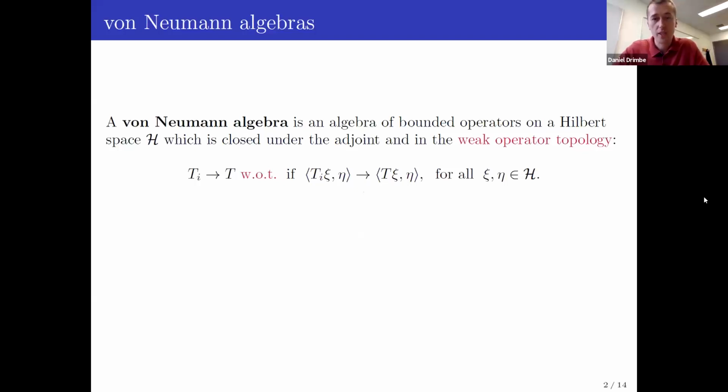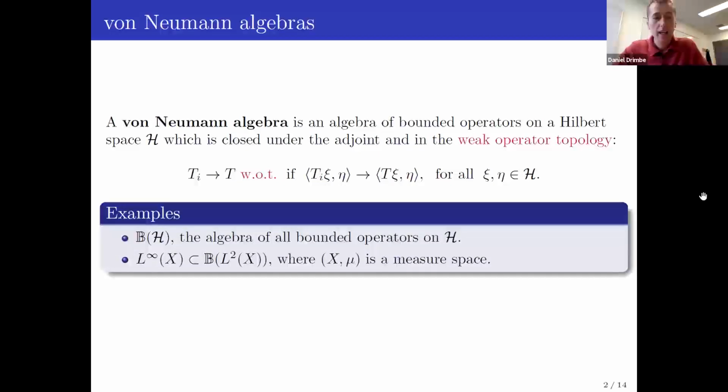So a von Neumann algebra is just an algebra of bounded operators on a Hilbert space that is closed under the adjoint and in the weak operator topology. So T_i goes to T in the weak operator topology if, whenever you have two vectors ξ and η, the inner product of T_i ξ with η will converge to that of T ξ with η. The first example is B(H) itself, the algebra of all bounded operators on a Hilbert space. And once you have a measure space, you can look at L∞(X), and this will act on L²(X), and again you get a von Neumann algebra.